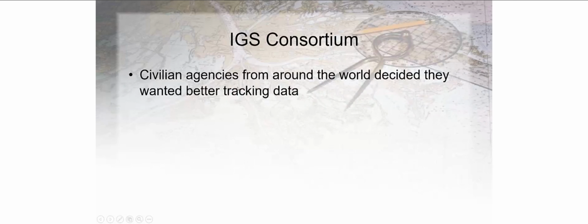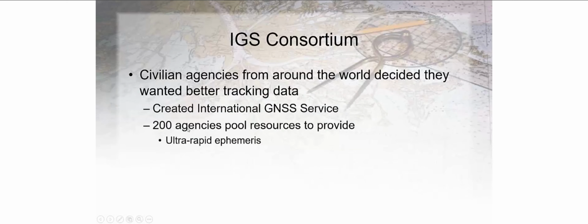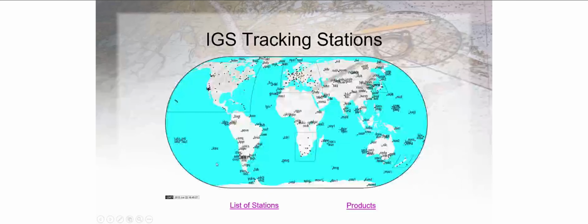Because of the lack of tracking stations, the civilian sector has a capability of having many more tracking stations because it can pool its resources around the world to get better tracking data. In fact, that happened. We created the International GNSS Service. It has 200 agencies that pool their resources to provide the ultra-rapid ephemeris, the rapid ephemeris, and the precise ephemeris. And these ephemerides are actually computed at the Jet Propulsion Lab in the U.S.